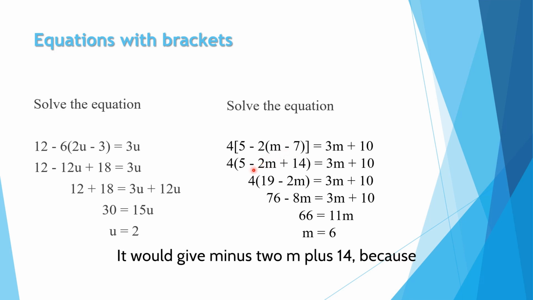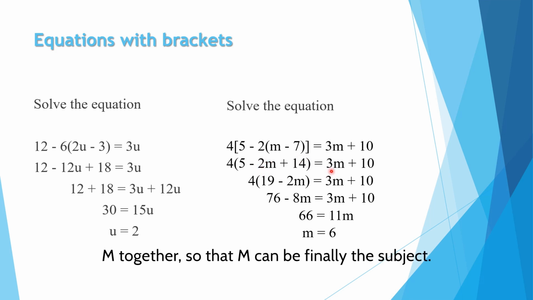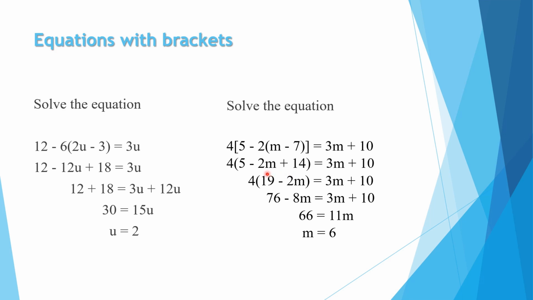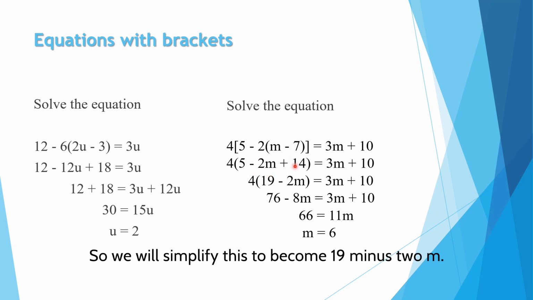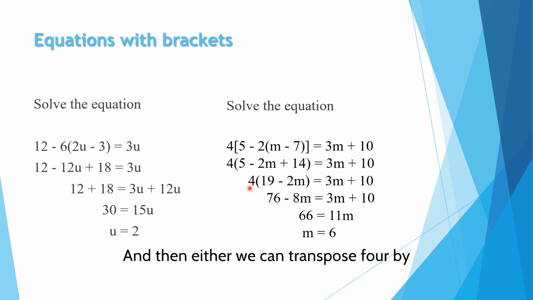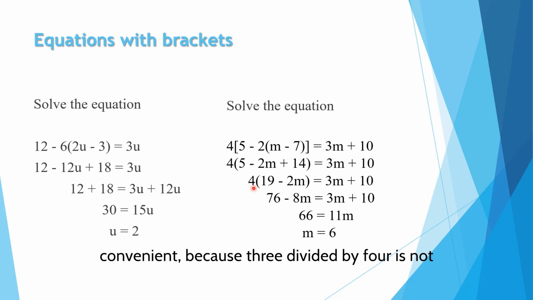It would give minus 2m plus 14, because minus 2 times minus 7 gives positive 14. And again, we would try to put like terms with m together so that m can finally be the subject. So we will simplify this to become 19 minus 2m, and then either we can transpose 4 by dividing by 4 on the right-hand side, but we can see that it's not so convenient because 3 divided by 4 is not an integer, nor is 10 divided by 4.